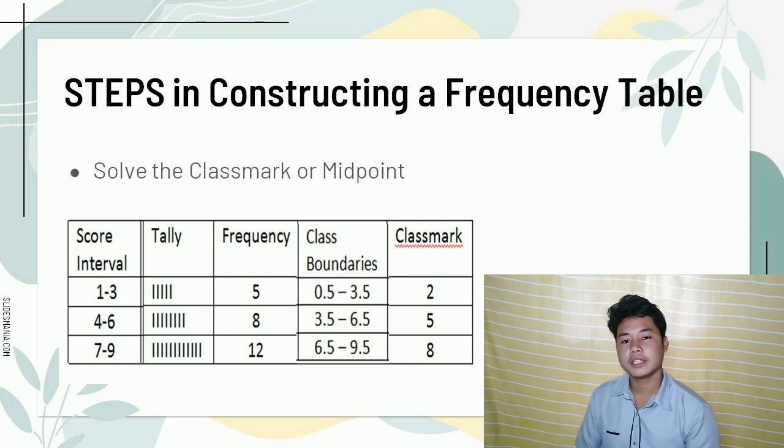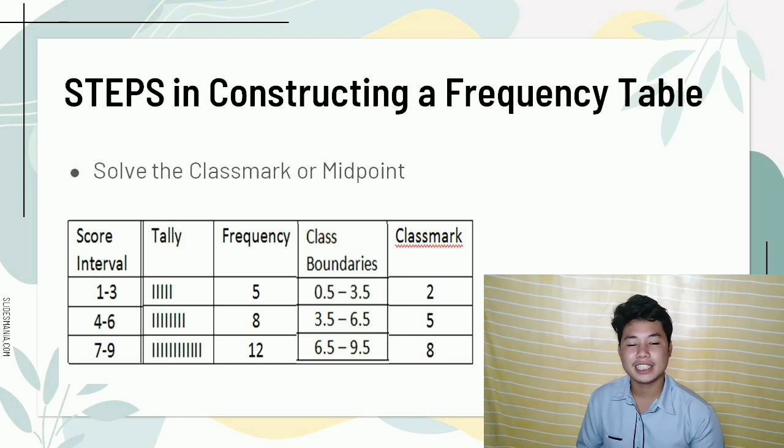Our last step is to solve the class mark or midpoint. In solving our class mark, we need to add the limits of each score interval. For the first score interval, 1 plus 3 is equal to 4, divided by 2, which is equal to 2. Then 4 plus 6 is equal to 10, divided by 2, which is equal to 5. Next, 7 plus 9 is equal to 16, divided by 2, which is equal to 8. So our class marks are 2, 5, and 8.